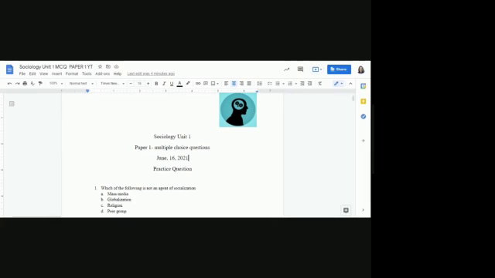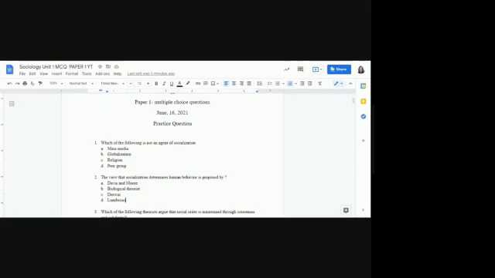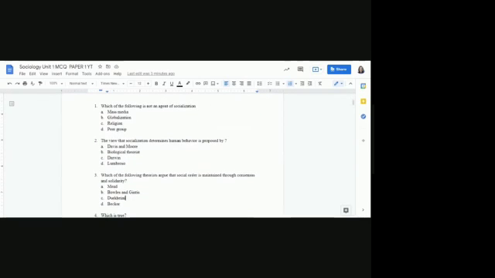Our first question reads, which of the following is not an agent of socialization? The options are A, mass media, B, globalization, C, religion, or D, peer group. Which is the correct answer? Your answer to question number 1 is B, globalization. Globalization is not an agent of socialization. Let's move on to question 2.